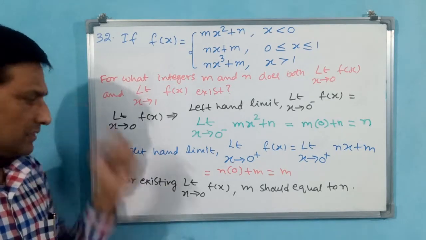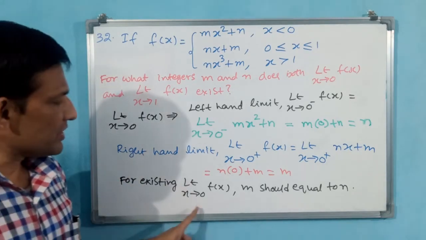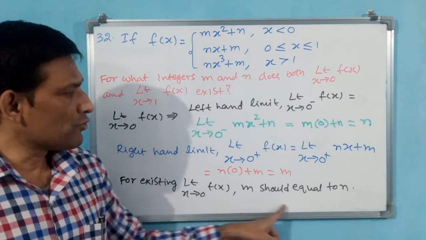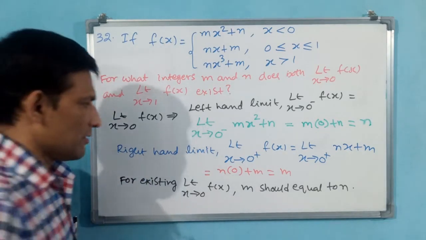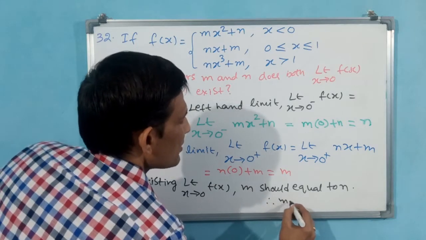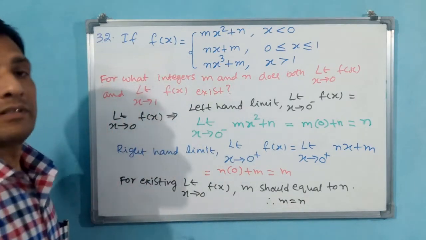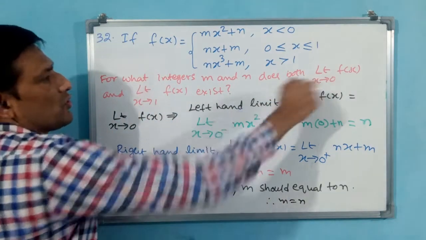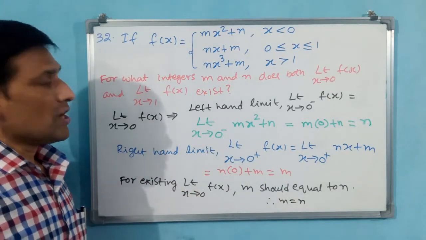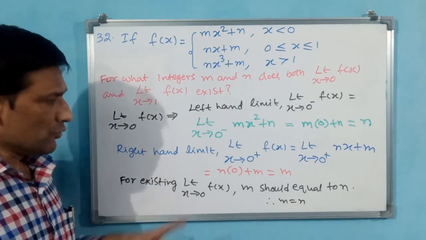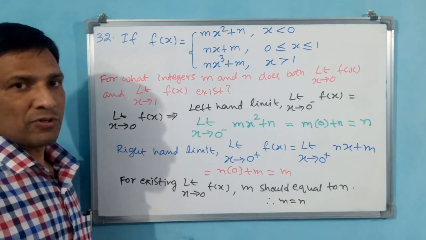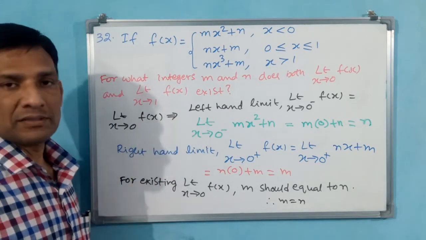For existing limit x tends to 0 f of x, m should equal n. M and n should be equal. Therefore, you write like this: therefore, m is equal to n. Is it okay? That was for limit x tends to 0. For limit x tends to 1 also we have to do. I am rubbing this and again I am doing. You note down this. Pause and note down. Then we go for limit x tends to 1 also.